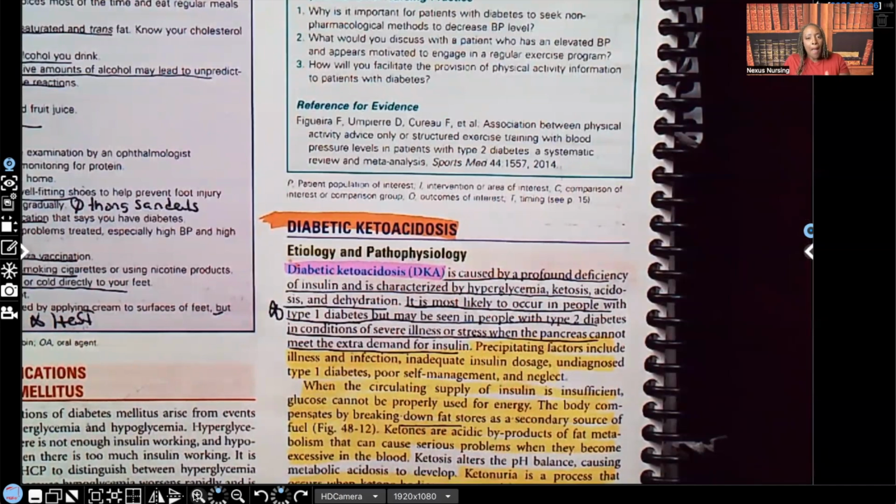Your type 1. It can happen in type 2. The patient can be type 2 so bad that that pancreas is just giving up. Right? And so the pancreas is not shooting out enough insulin to maintain survival. So yes, patients who are type 2 diabetics, they can go into DKA, but more often we see this in our type 1s. Let's talk about it.